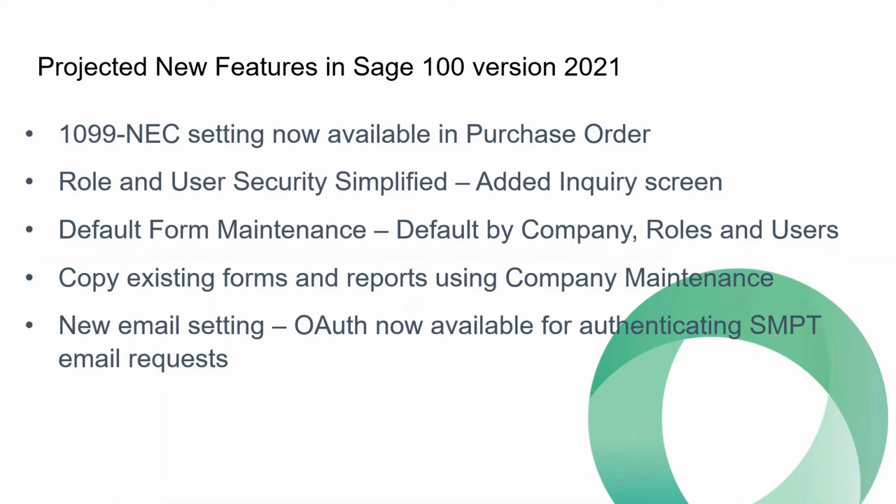So when you're setting up a new company, if you're wanting to copy any specific custom reports that you have, or let's say the AP check form layout or your invoice layout, you're going to be able to use this to copy that within the company maintenance feature. They're adding new email settings where OAuth will now be available for authenticating SMTP email requests.